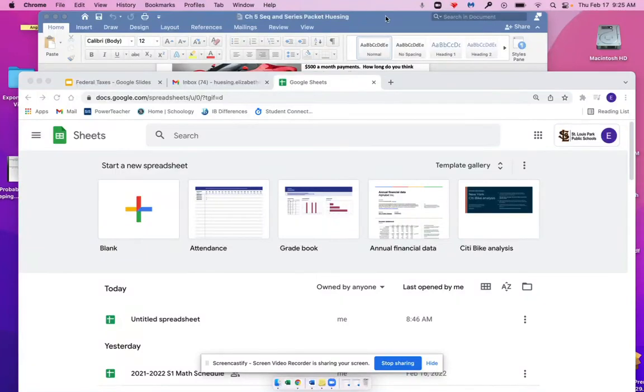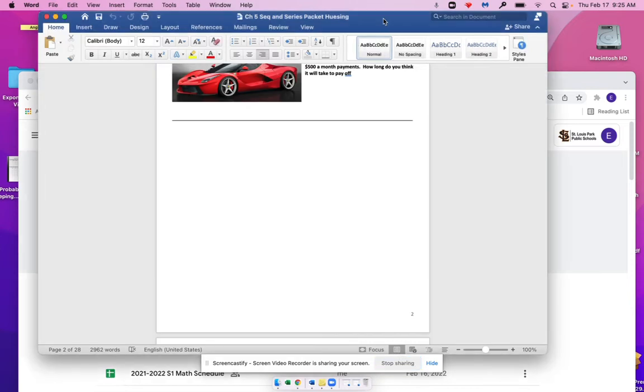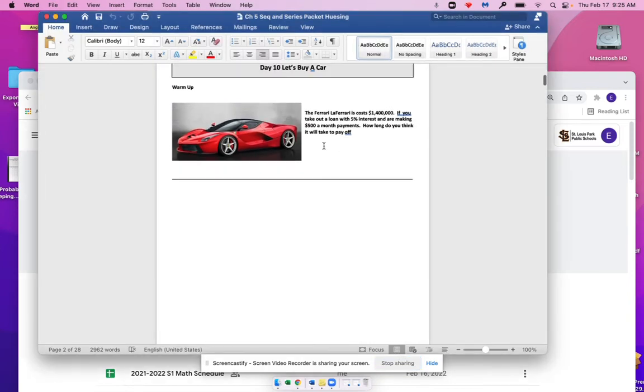So today we're going to be taking a look at how much it takes to pay off a car. So this first car we're looking at is $1.4 million, and just take an estimate. If it's 5% interest, how much you could make to pay it off. So we could do this.